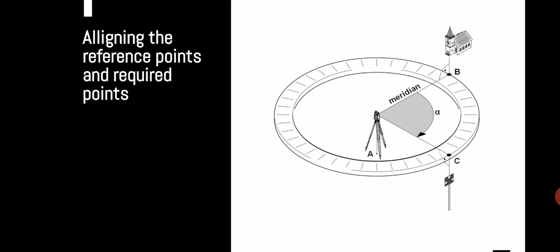Now, the alignment, the reference points and required points. Now we have to identify our reference direction or a reference point, a benchmark, so we might be able to identify the horizontal angle of our required point from the reference direction, so that we can use that data to plot our required point in a plan or a sheet.